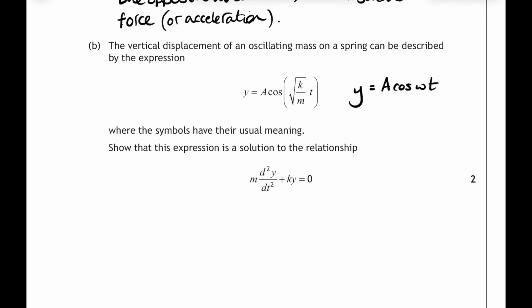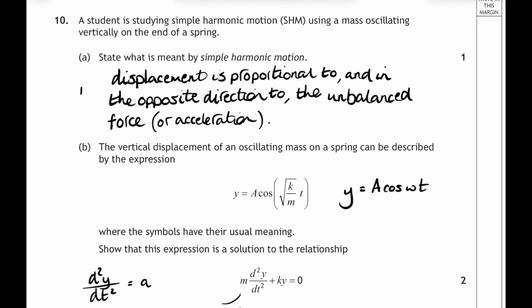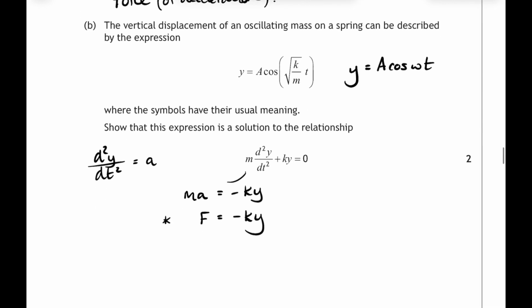And we've to show that this expression is a solution to the relationship m d2y by dt squared plus ky equals 0. Now, you might not be familiar with that relationship, but if we have a closer look at it, then d2y by dt squared is the second differential of displacement, which is acceleration. So therefore, we can rewrite that relationship as ma equals minus ky or F equals minus ky, which is of course the relationship that we use to describe simple harmonic motion there. Displacement's proportional to and in the opposite direction to the unbalanced force.